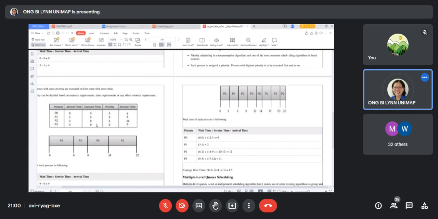So it follows the flow of P0. Dia tak berjalan P1 sebab P1 sudah habis. Then dia berjalan P3. Dan selepas semua habis, P2 masih belum habis sebab P2 ada 8 unit.